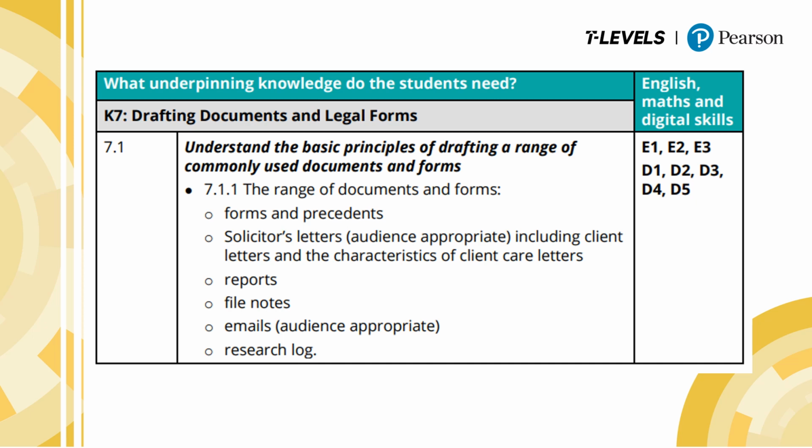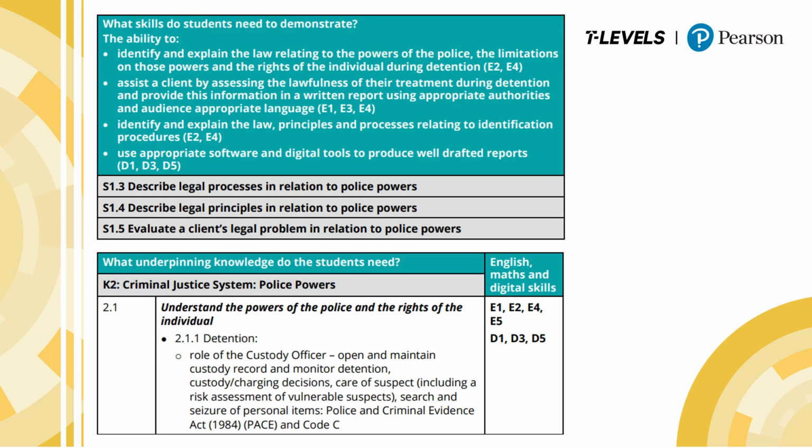Let's look at another example. This example is taken from performance outcome 1, assist with the inception, progression and completion of legal services from the crime, criminal justice and social welfare option. We're looking at S13, S14 and S15. The layout is the same.